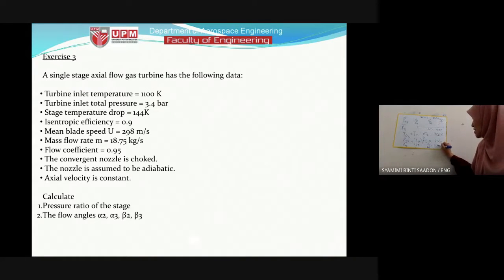So the inverse is 1.875. That is the pressure ratio of the one stage of the turbine. 1.875. We just use the ideal gas equation. Okay, next. Flow angles. Ini panjang sikit. Okay, tak apa.